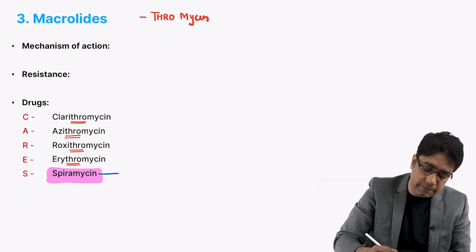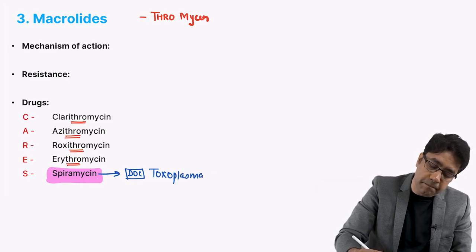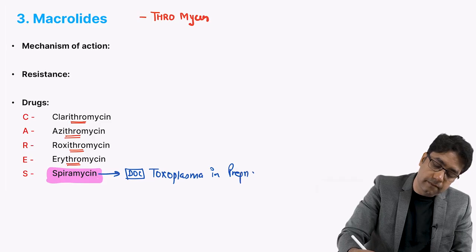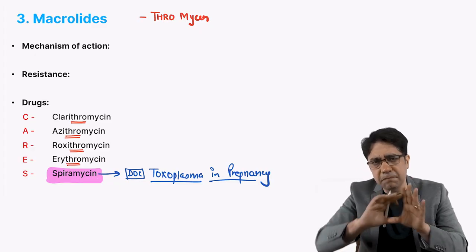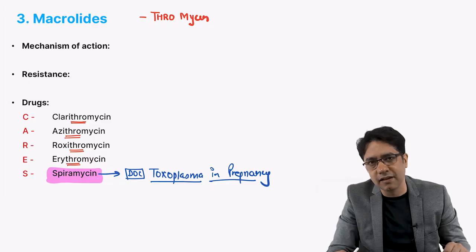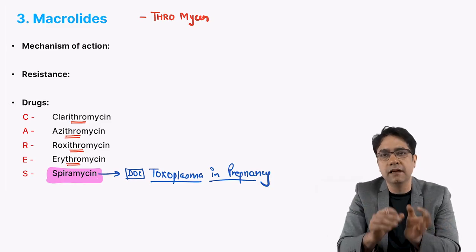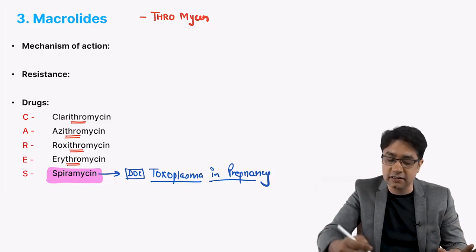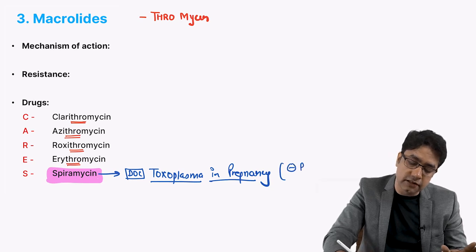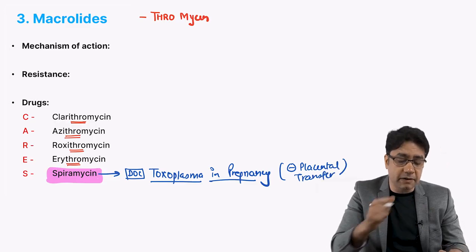And just write one point with spiramycin. As we have discussed, spiramycin is the drug of choice for toxoplasma infection in pregnancy. So we have discussed in protozoa the special property of spiramycin: it concentrates in placenta. When it deposits in placenta, it will prevent the transmission of toxoplasma from mother to fetus, because toxoplasma in fetus can be very dangerous. It inhibits placental transfer of toxoplasma.